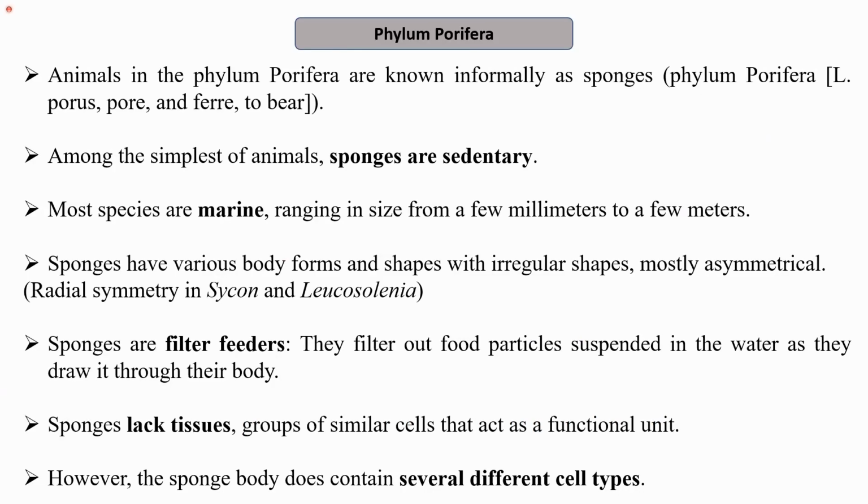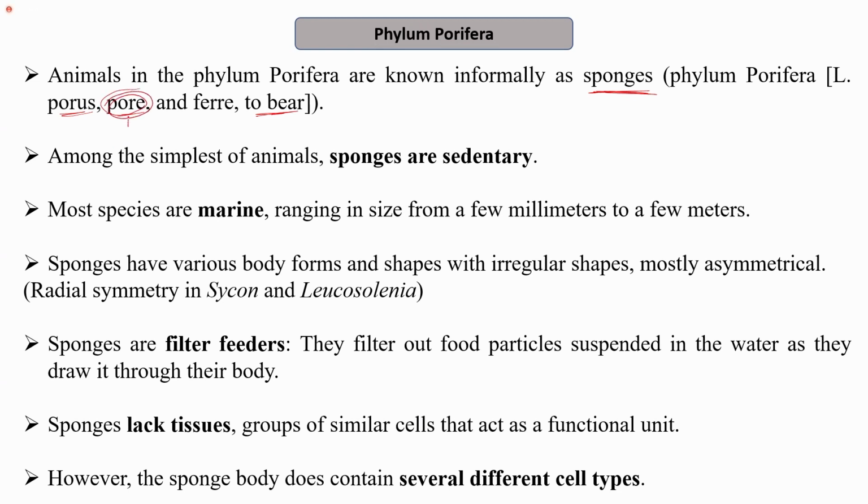So for today, we will start with the phylum Porifera, and we will learn about its characteristics. Animals in phylum Porifera are informally known as sponges. So you can call the organisms that belong to phylum Porifera sponges. What does Porifera basically mean in Latin? Porifera means porous: pore, and fere means to bear. So Porifera are the organisms that bear pores. That is, they have pores, right?